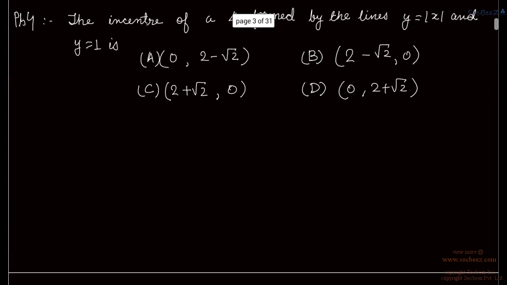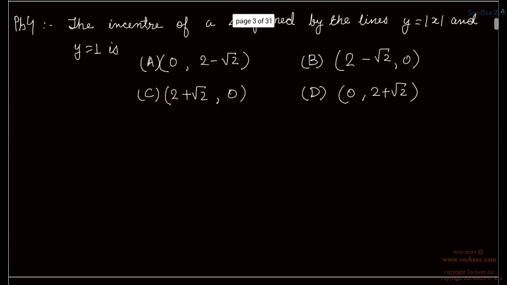Moving to problem 4. The incenter of a triangle formed by the lines y is equal to mod x and y is equal to 1. Here we have to find the incenter. Let us recall what is incenter. Incenter is the point of concurrence of the angle bisectors of a triangle, right?